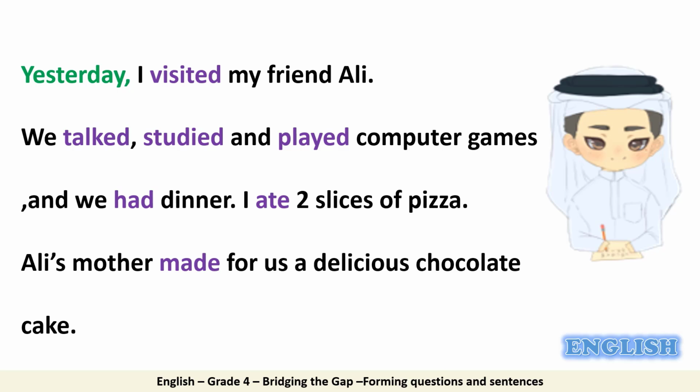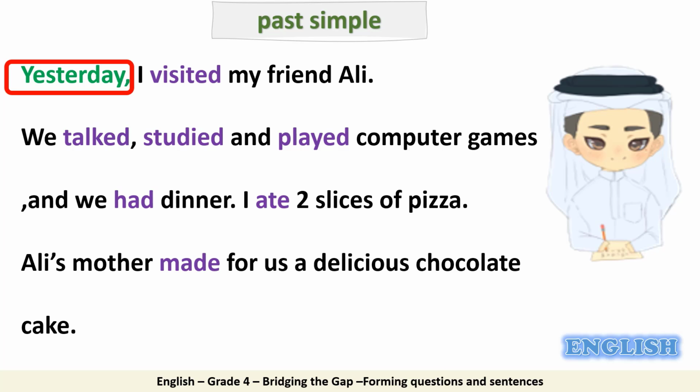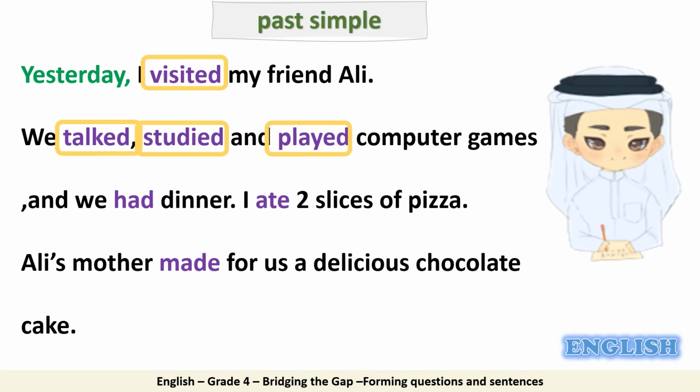Now tell me, what did you notice about this paragraph? Well done. This paragraph is written in the past simple tense because we are talking about things happened and finished yesterday. Now, can you spot the past verbs in these sentences? Well done. The past verbs we have here are visited, talked, studied, played, had, ate, and made.